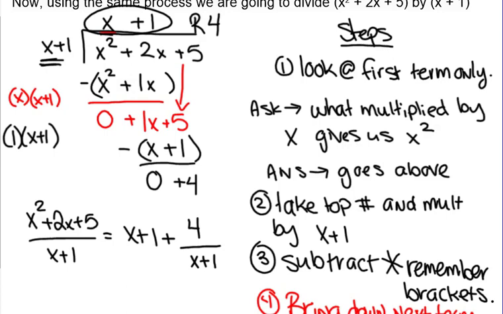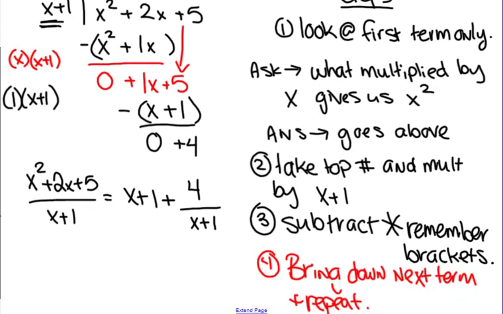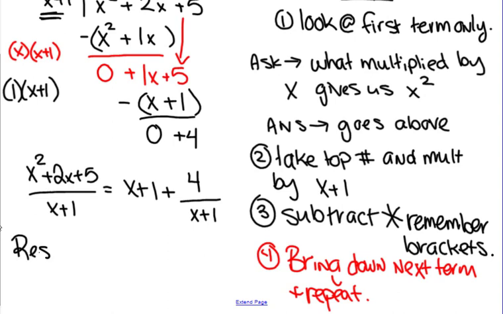And last but not least, we're going to have some restrictions. And we know that in these, we cannot have a denominator that goes to 0. So we know that our x plus 1 cannot equal 0. So x cannot equal negative 1.